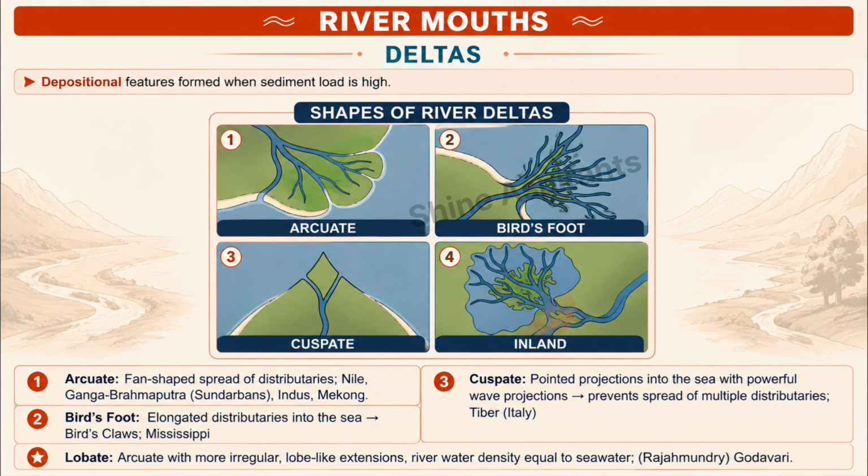4 types of deltas. 1. Arcuate delta, fan-shaped spread of distributaries. Examples: Nile, Ganga, Brahmaputra, Sundarbans, Indus, Mekong. 2. Bird's foot delta, elongated distributaries projecting into the sea like bird's claws.